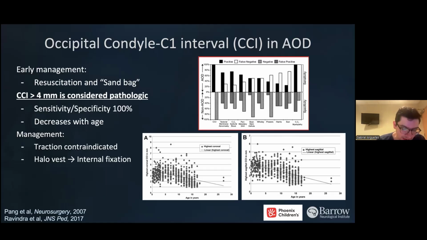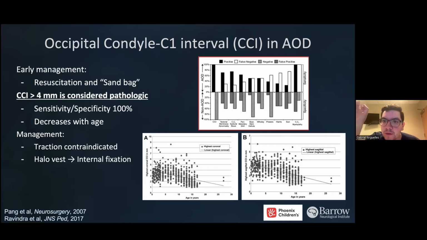So what they compared it to is they considered patients to really have AOD if they fulfilled one or more of those radiographic criteria we talked about and/or had clinical or imaging hallmarks of the syndrome, so tectorial membrane damage or cervicomedullary junction deficits. And in this study, this was the one by Pang et al. in 2007.